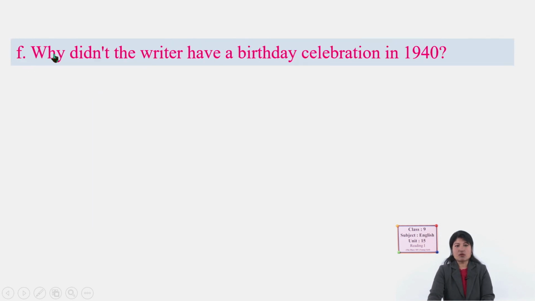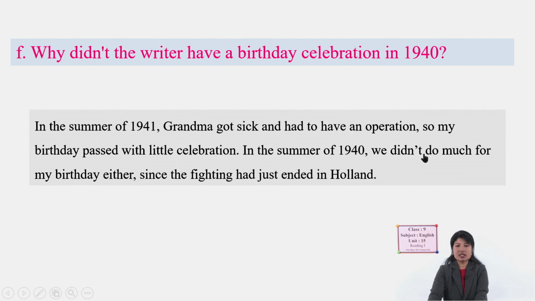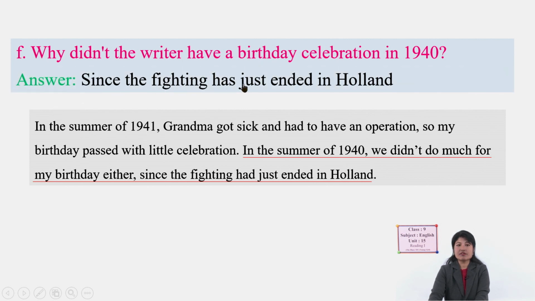Number F. Why didn't the writer have a birthday celebration in 1940? What was the reason? Why could she not celebrate it properly in 1940? She didn't do much for the birthday because the fighting had just ended in Holland. Okay, same reason. We write the same thing: fighting had just ended in Holland.